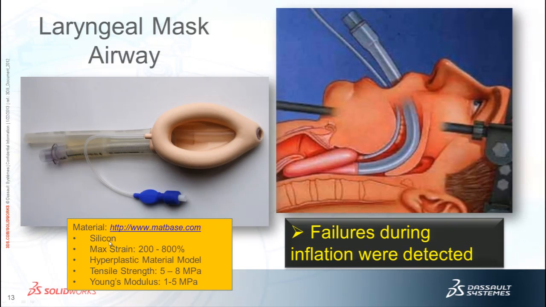So this is the material. As you can see here, the material is hyperelastic. Here we have to use nonlinear simulation, not because we are necessarily going over the yield stress, but because we have large displacement, right? So the problem here is to identify the failure areas.